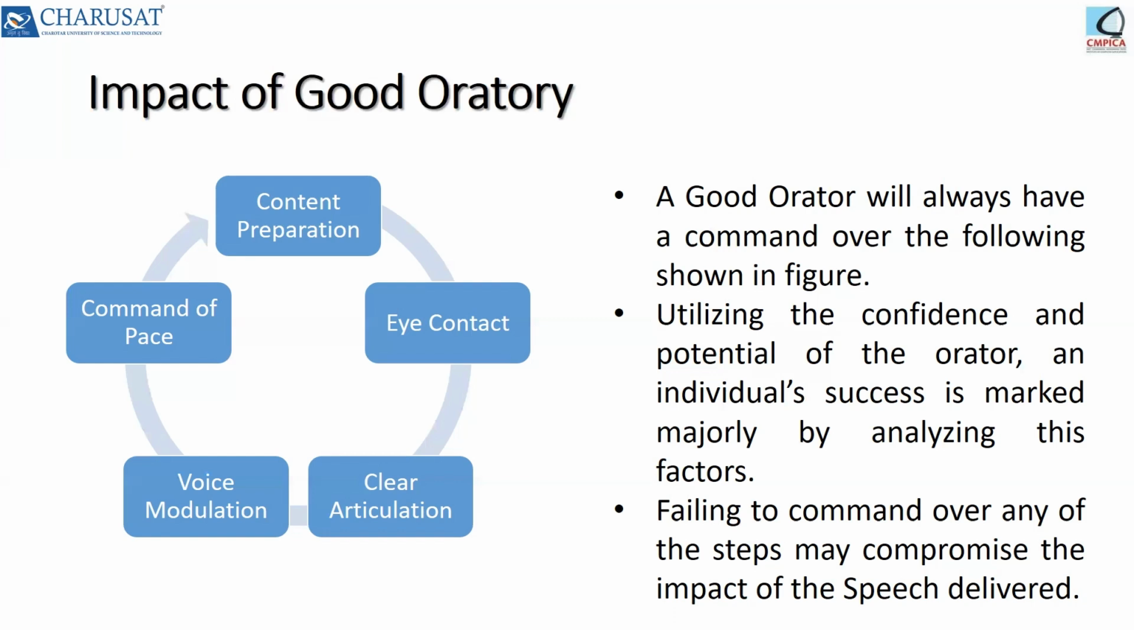The five major characteristics that are required in the process are, first, content preparation. What do you require to speak in the speech? Then with it we have eye contact. Eye contact is a part of body language. At the same time, we have clear articulation, that is, speaking with correct pronunciation. We then have voice modulation, the vibration of your vocal cords, using it to the best of it. And then we command the pace, that is, we keep track of time and speak accordingly.